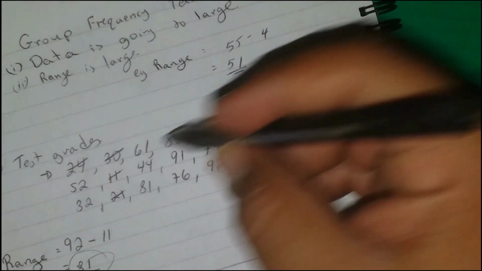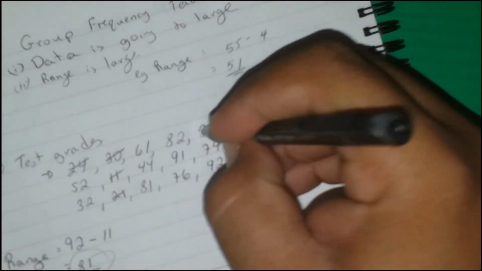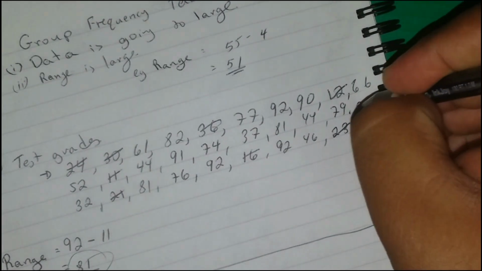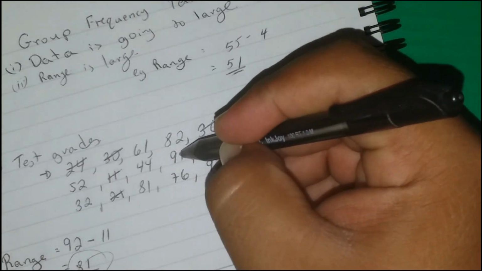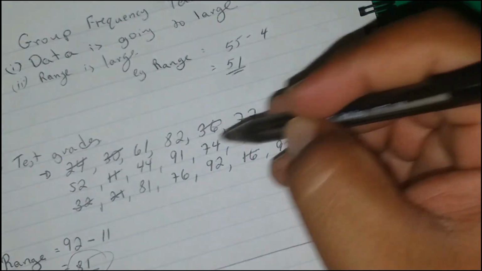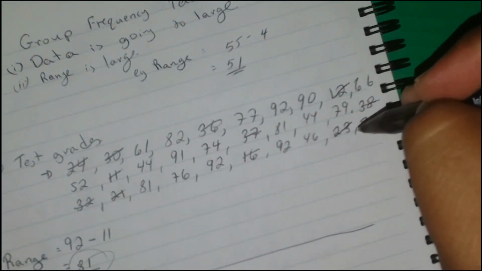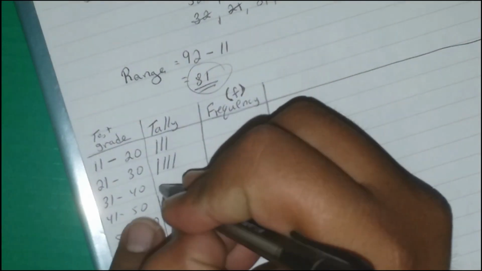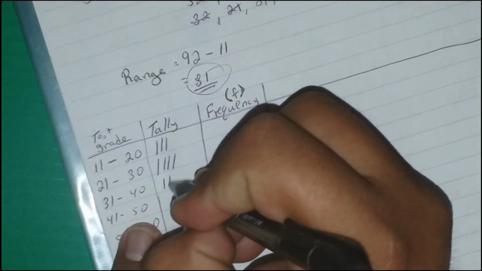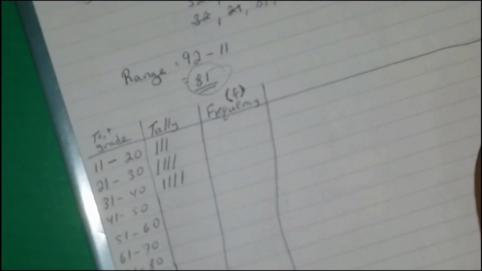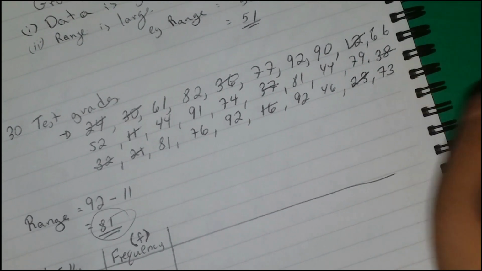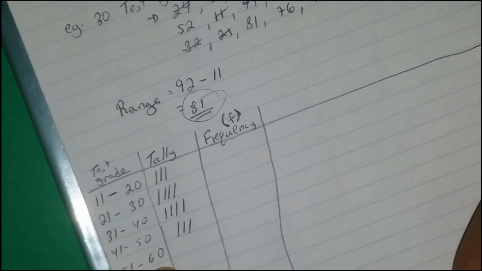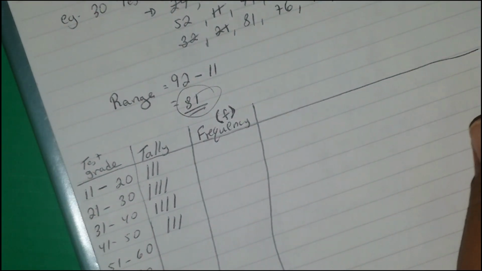The next one is 31 to 40. So that's going to be 1, 2, 3, 4 of them again, and I go back and put in 1, 2, 3, 4, right? And then I have 41 to 50, and that's going to be 3. Right? So that's going to be 3.